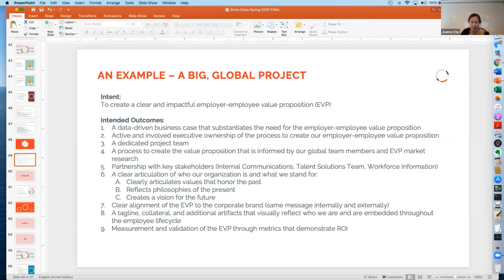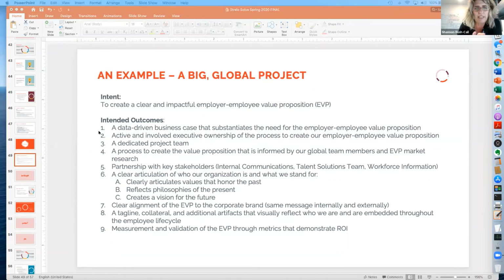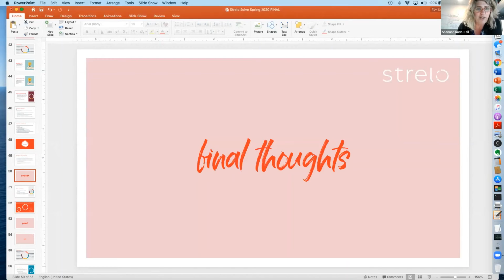So I'm just going to show this very quickly and, in the interest of time, not talk about it, but this is an example of using scope for a big global project. So the idea was just to continue to demonstrate the scalability of solving problems in this way. Next slide, please. Very, very quick final thoughts on scope. Next slide. The one that says final thoughts.